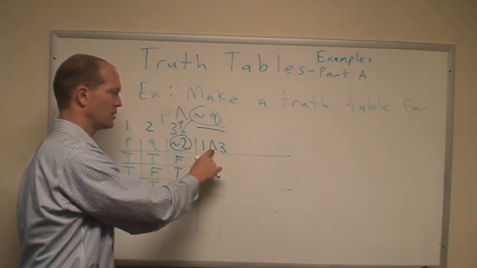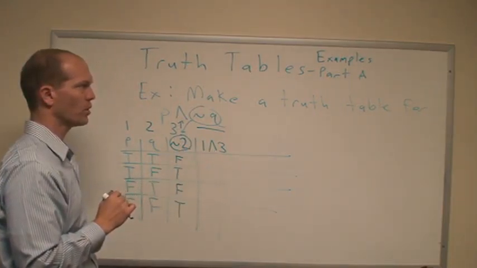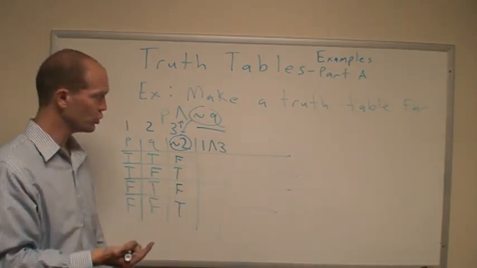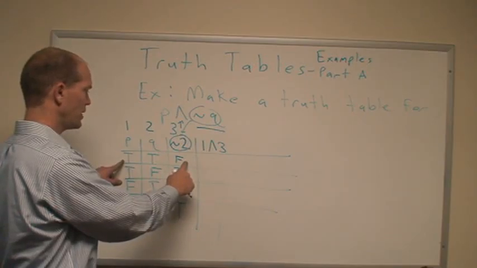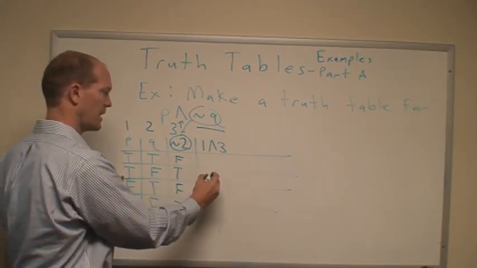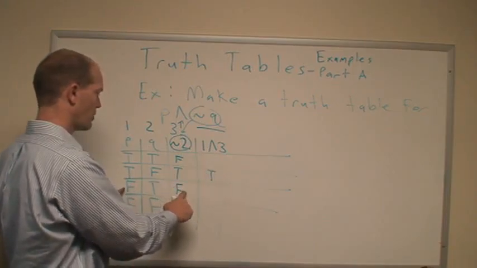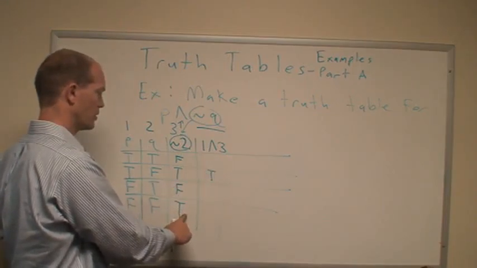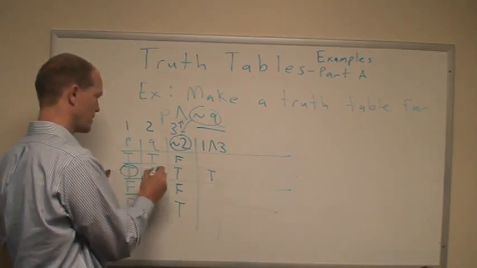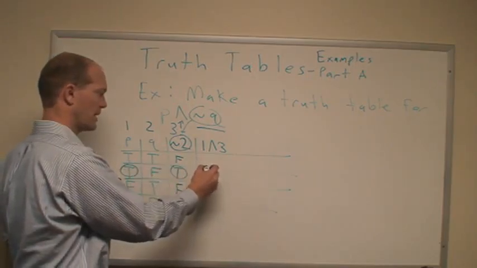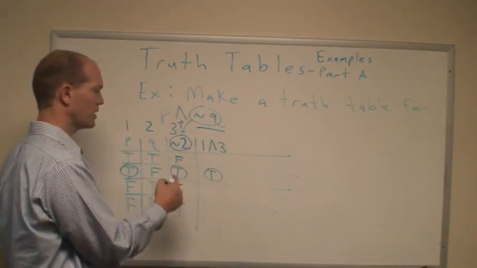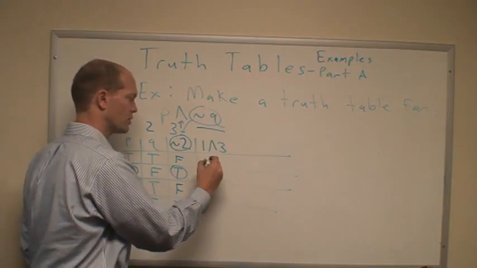The AND tells me to look for where both of the things, in this case what's in column 1 and column 3, are true. They're not true here. They are both true here. When that's the case, the AND is true. They're not both true here. They're not both true here. So when they're both true, as I see here, the AND is true. Otherwise, in every other situation, they were not both true. It's false.